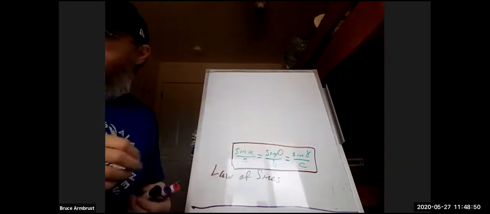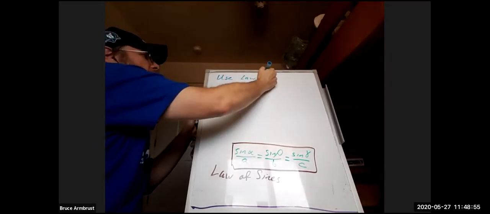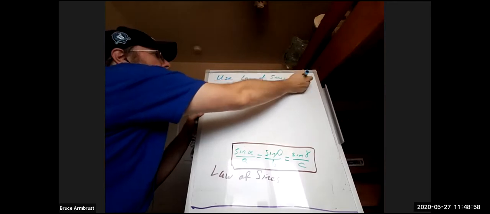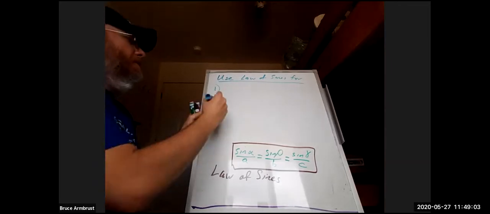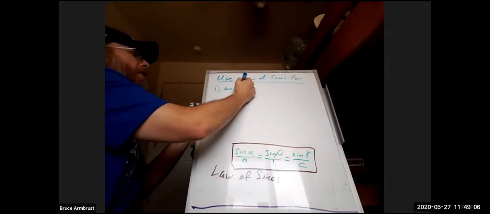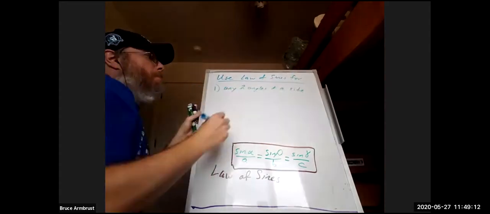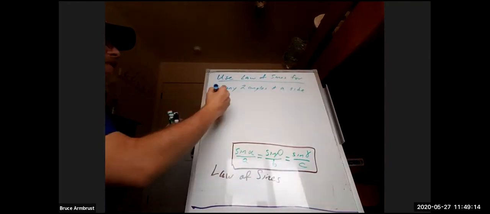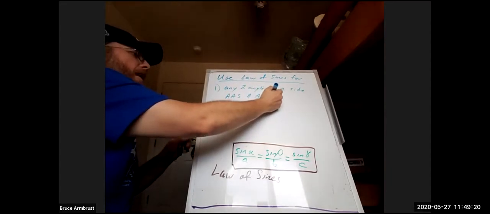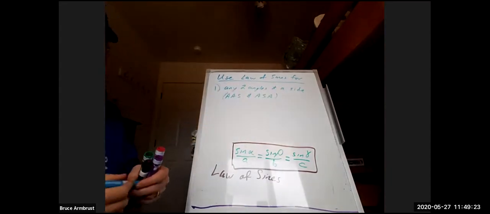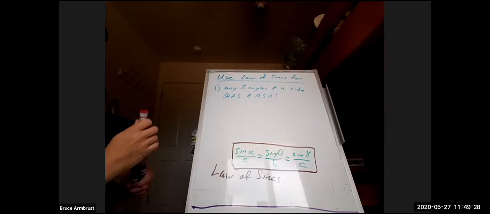So we're just going to make a list here of where we use this. Use the law of sines for, okay, the first is going to be any 2 angles and a side. So this is going to work for angle, angle, side, and angle, side, angle. Now you may be curious what the difference is between those two because you may not have seen that before.